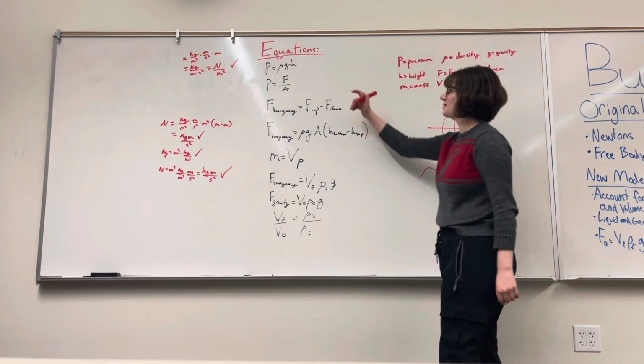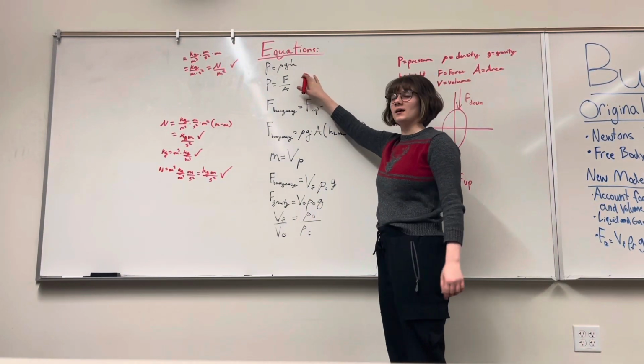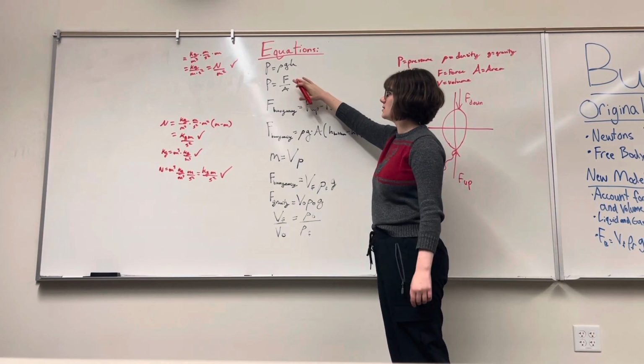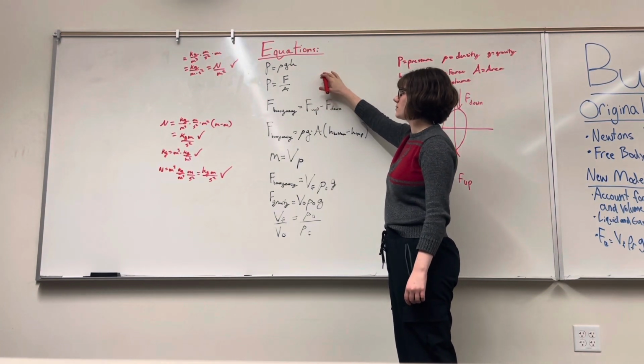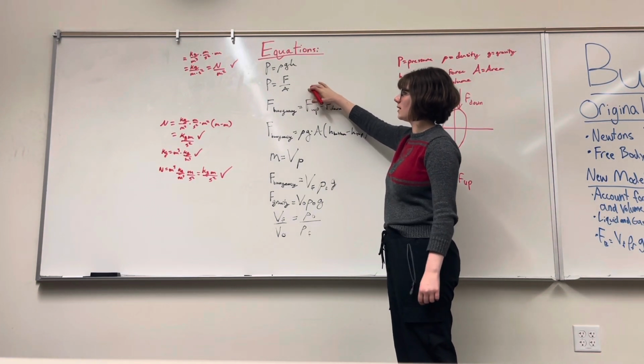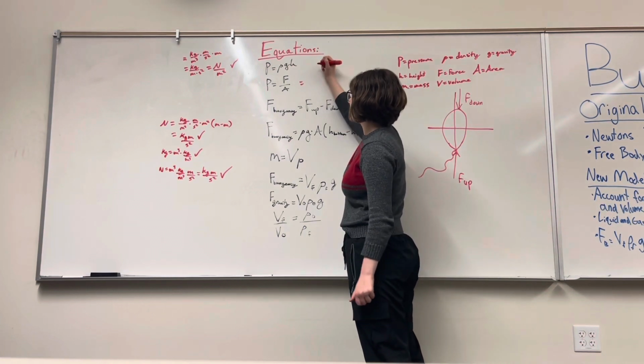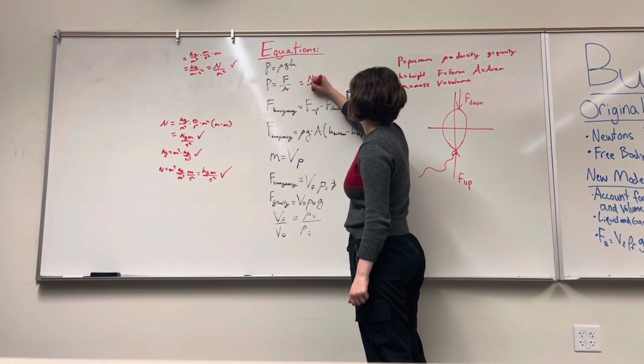Okay, so here are the equations that we're going to be using. First we have a pressure equation, which is pressure equals rho times gravity times height. Then we have pressure equals force divided by area. This can also be represented unit-wise as newtons divided by meters squared.